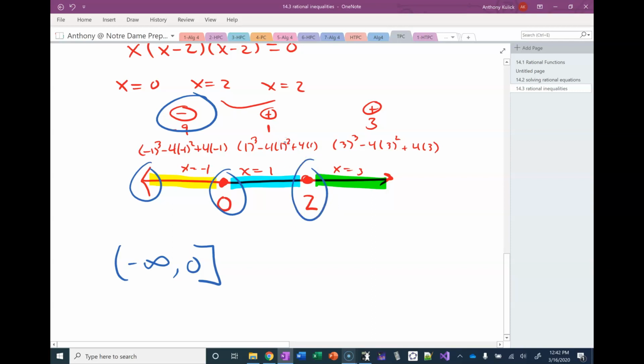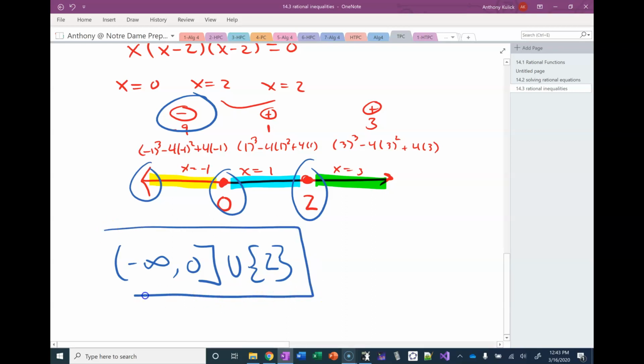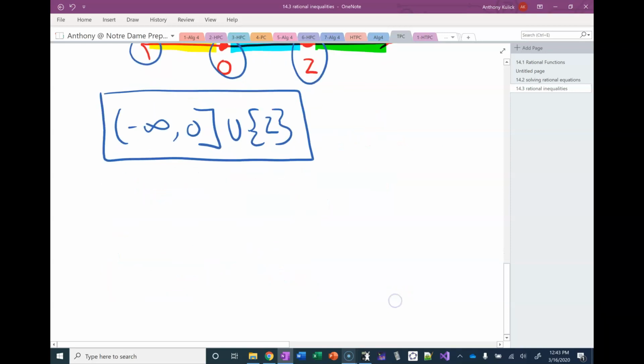I also have that filled-in circle at 2. I know that between 0 and 2 it's positive, and after 2 it's positive, but right there at 2 it's equal to 0, and because we can be less than or equal to 0, we also need to include that single value of 2. The way we put that in is with those curly brackets there.